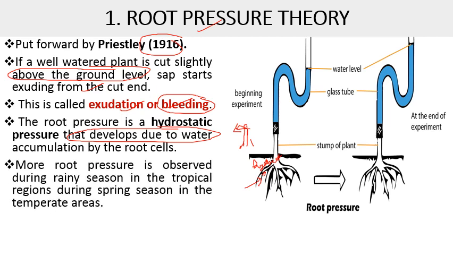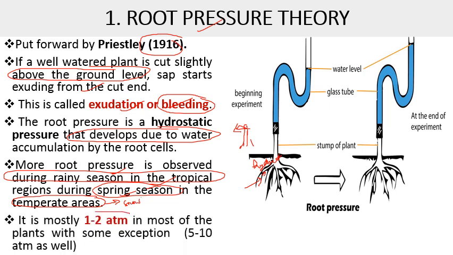More root pressure is observed during rainy seasons in tropical regions, while this phenomenon is very common in the spring season in temperate regions. In temperate regions, plants show root pressure highest during the spring season. Temperate regions are snowbound areas where snowfall occurs mostly. It is mostly 1 to 2 atmospheres in most plants, with a few exceptions, like 5 to 10 atmospheres as well.